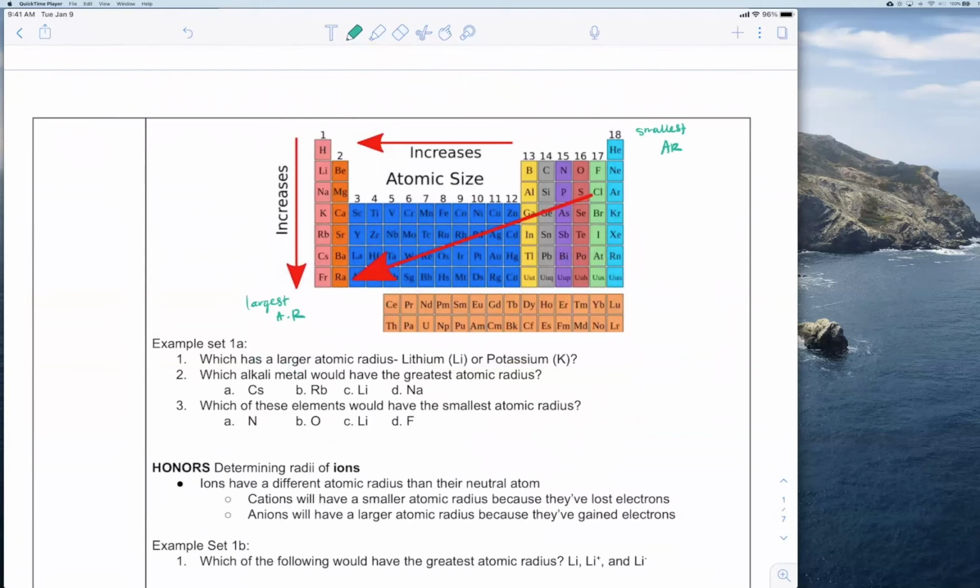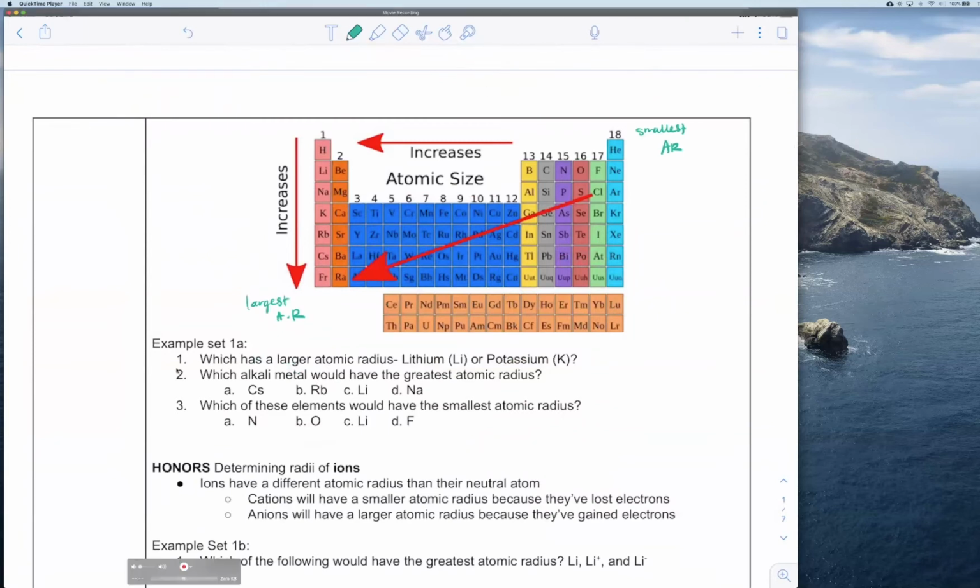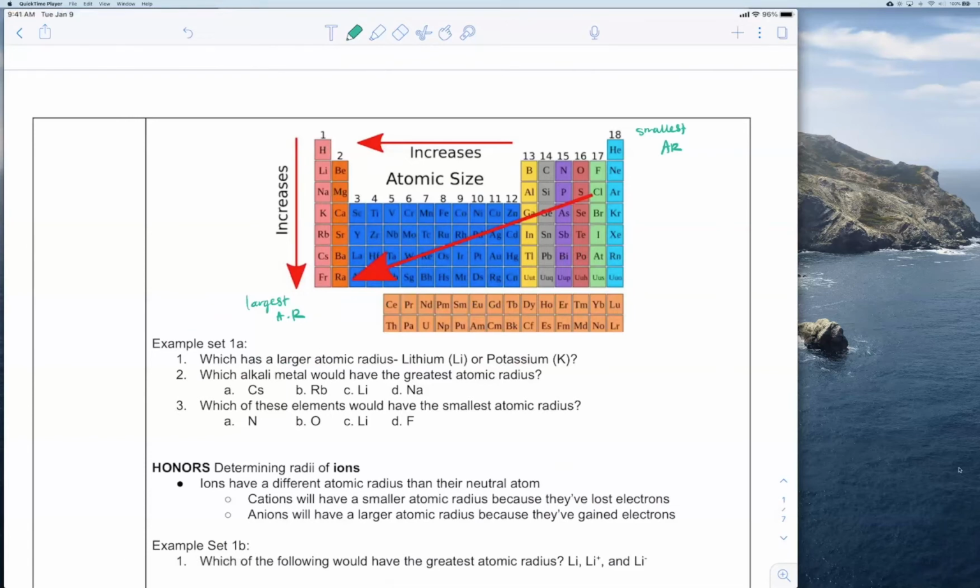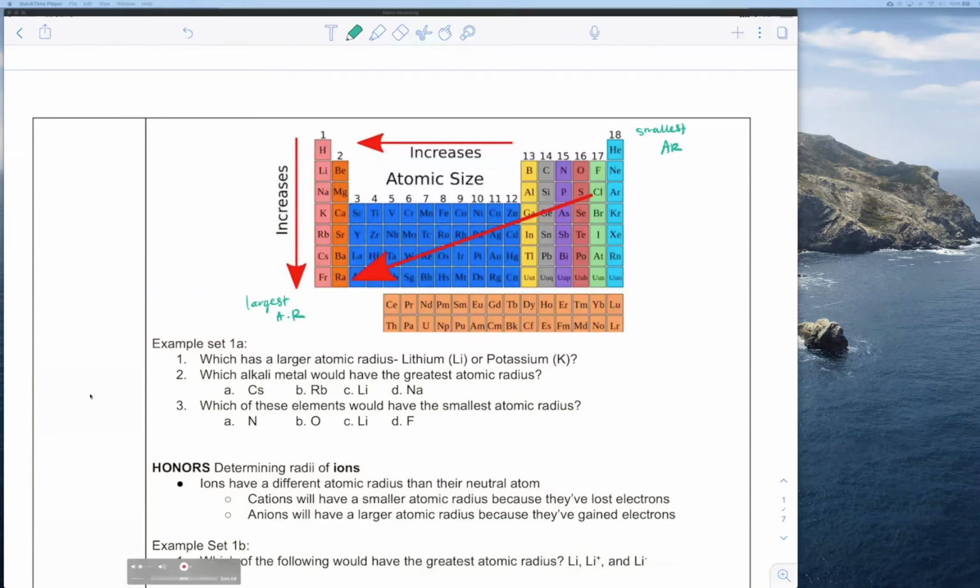Okay, so let's answer this first poll question. Try to answer these questions. Okay, so you can see it's pretty straightforward. You just follow the table. Larger atomic radius, lithium or potassium? Lithium is here, potassium is here. Potassium has more energy levels, so it would have the larger atomic radius.